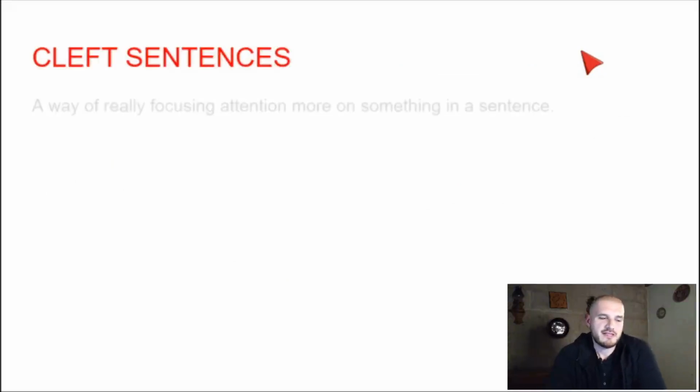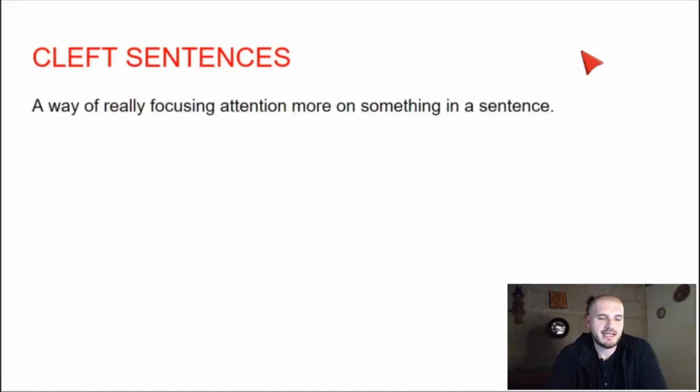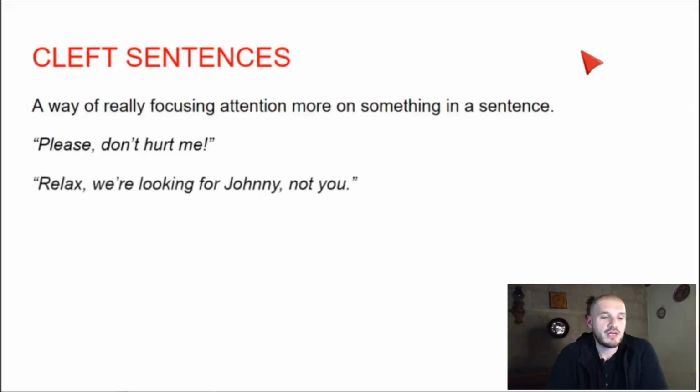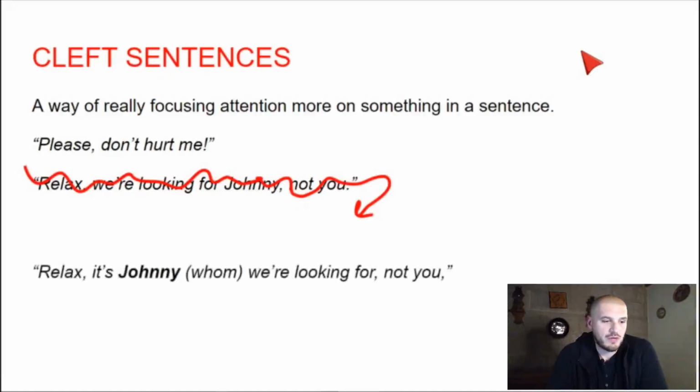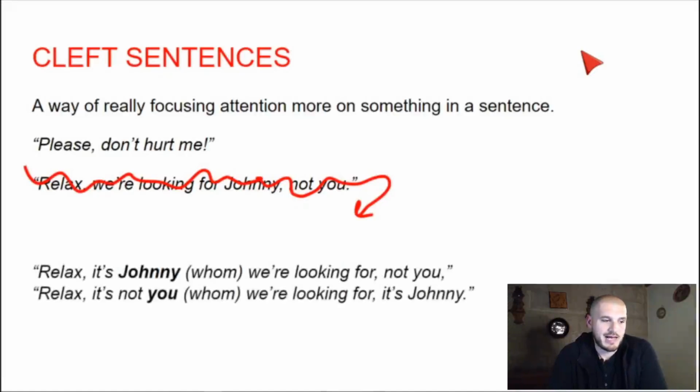So cleft sentences are really a way of focusing attention on something in a sentence. Okay, so let's look at this example conversation between a victim and a gangster. The victim says, "Please don't hurt me," and the gangster says, "Relax, we're looking for Johnny, not you." Okay, we are looking for Johnny. So that's subject, verb, object. But I could also say, "Relax, it's Johnny we're looking for, not you." Or, "Relax, it's not you we're looking for, it's Johnny."